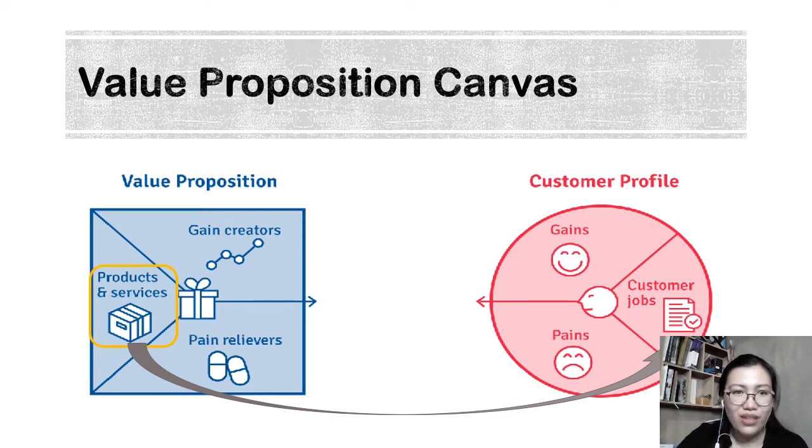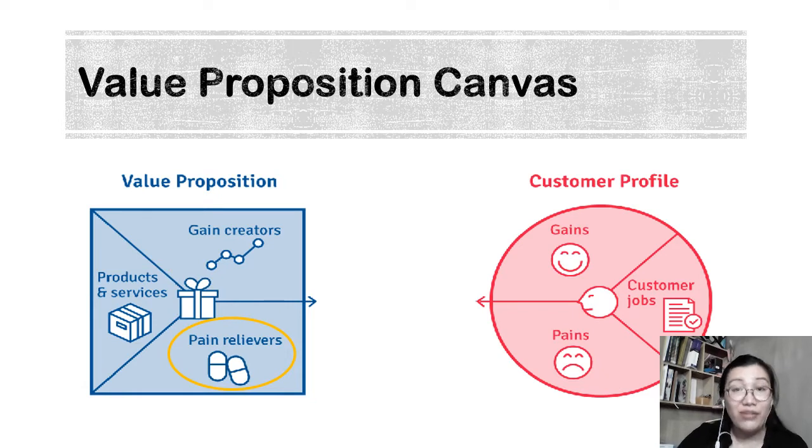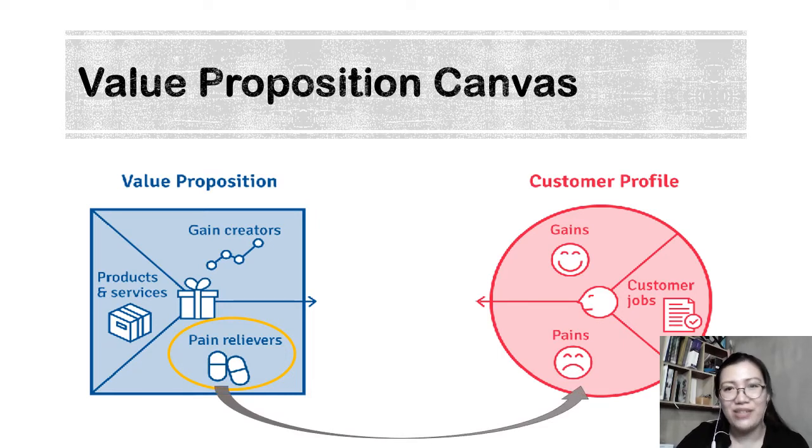Okay. The second part is the pain relievers. Pain relievers describe how your products and services alleviate customer pains. This section of the value proposition model is responsible for the ability of your product to solve the desired pain. It is not necessary to describe in detail how the pain is relieved. A simple statement of the facts that eliminates the current frustration with the job to be done will be enough to put here.